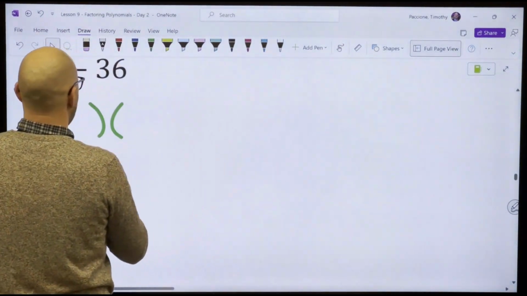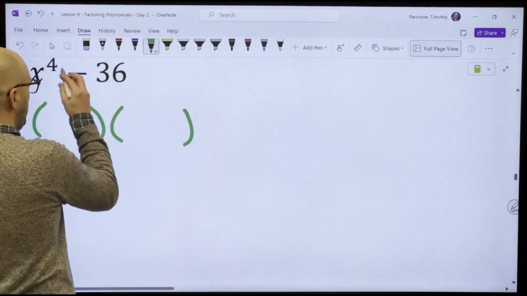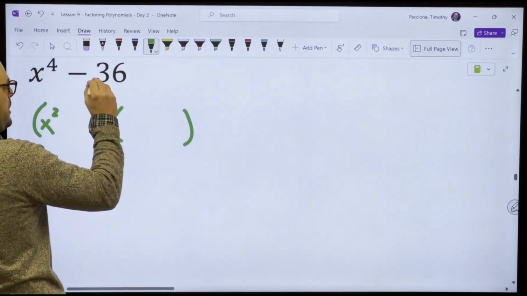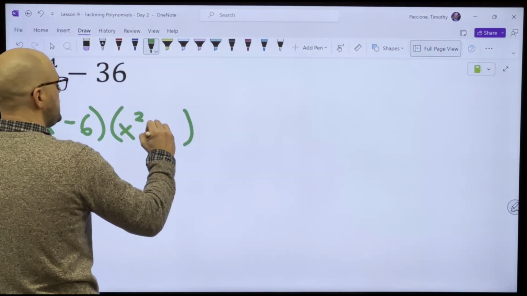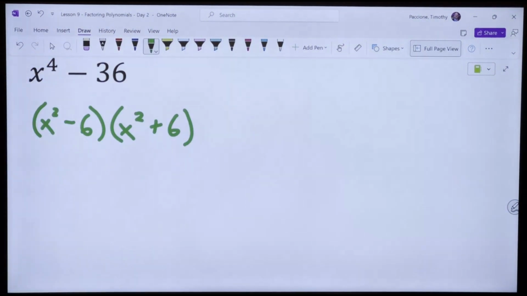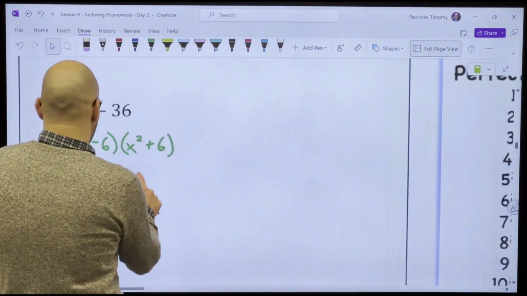You take the square root of this one, x squared, the square root of this one, and you do minus and plus. Now, I can't keep going because I don't have another difference of perfect squares, right? But maybe you could have. But this is 6, so that's not a perfect square. So that's factored now, okay? And if you multiplied it out, you would find it works. All right, other one.